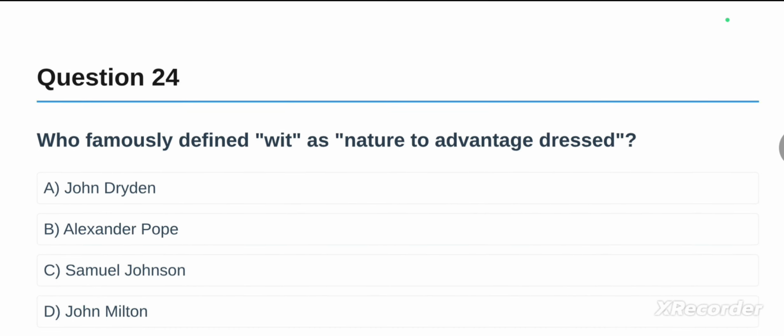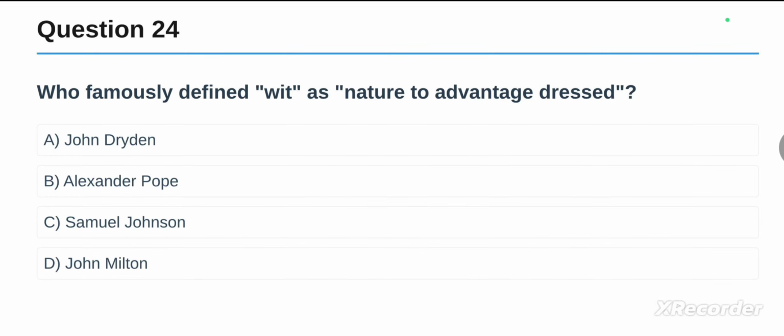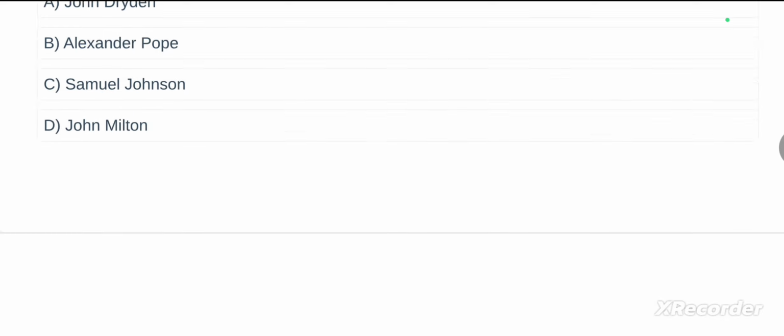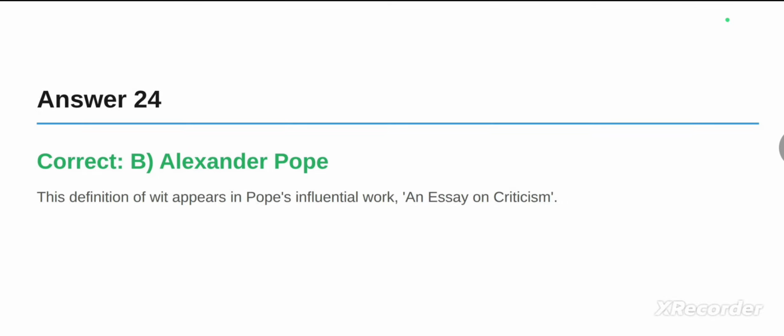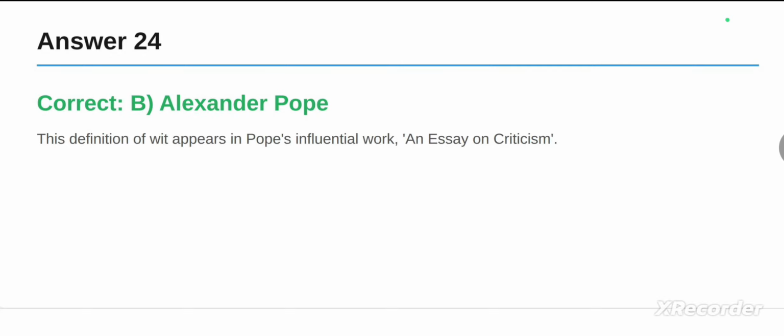Question number 24. Who famously defined wit as what oft was thought, but ne'er so well expressed? And we all know wit is famous by Alexander Pope. The definition of wit appears in Pope's influential work, An Essay on Criticism.